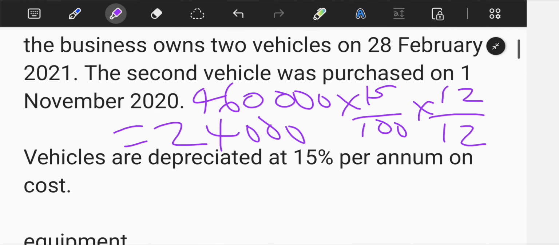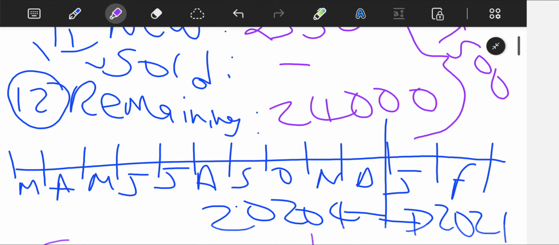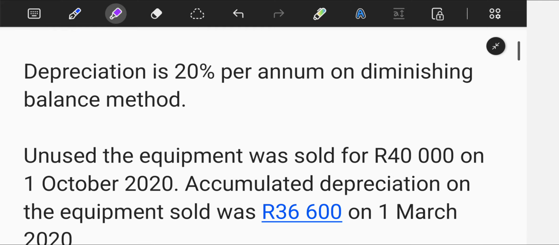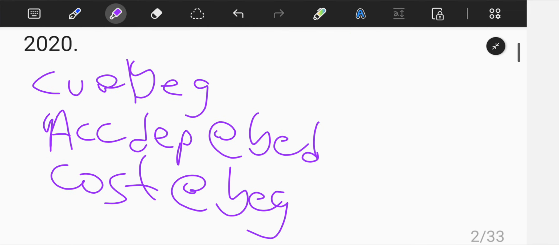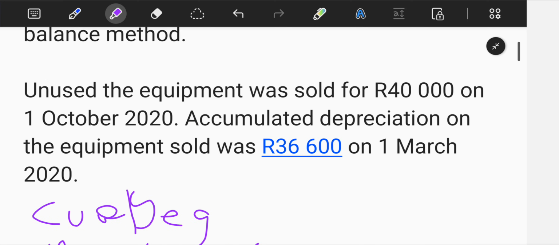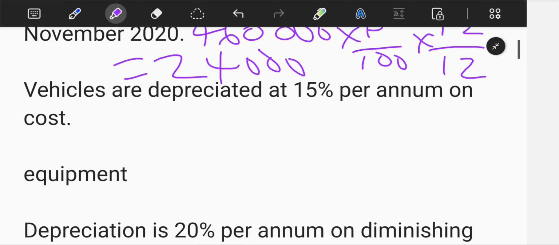When is 1 March 2020? It's the beginning of this year. Let's put it 36,600. And then, do we have the cost? No, we just know that it was sold for 40,000 on the 1st of October. Can we try to get the cost? Yes, we can.